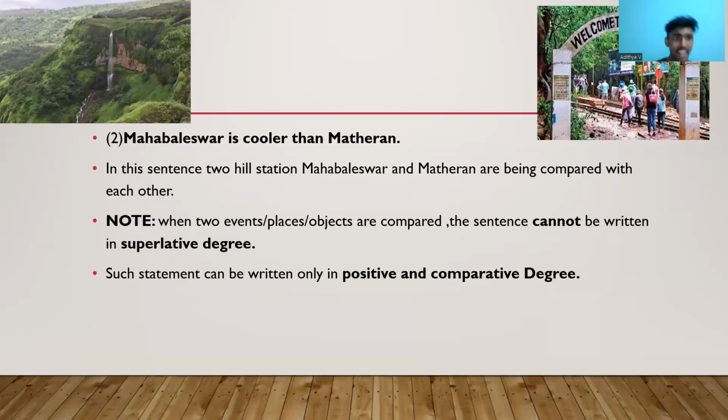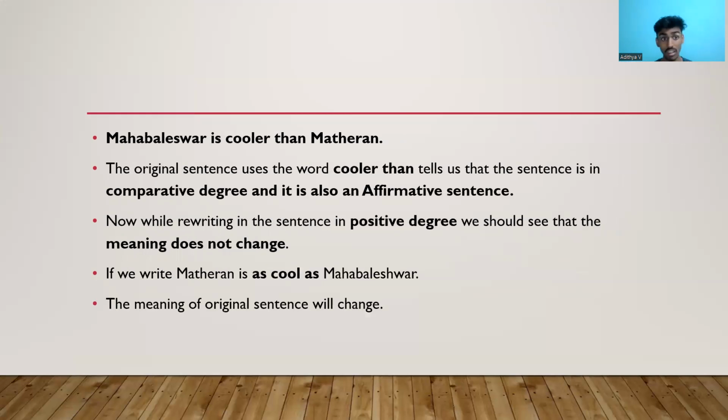If we consider the second example, Mahabaleshwar is cooler than Matheran. In this sentence, two hill stations, Mahabaleshwar and Matheran, are being compared with each other. Note, when two events, places, or objects are compared, the sentence cannot be written in superlative degree. Such a statement can be written only in positive and comparative degree. Mahabaleshwar is cooler than Matheran.